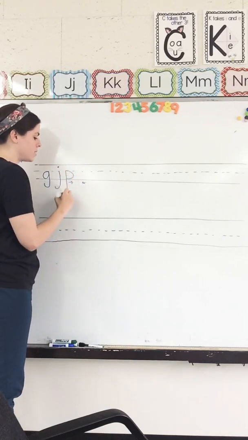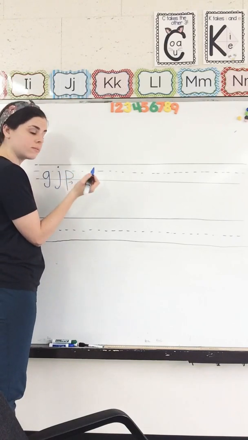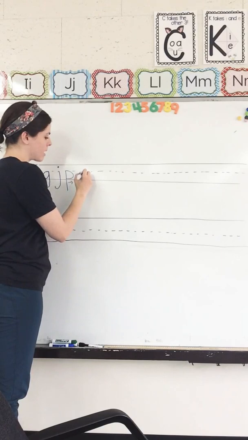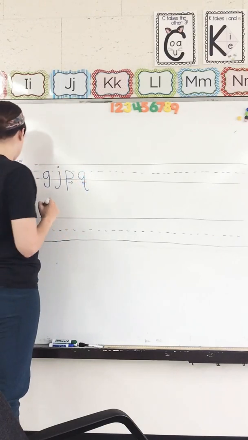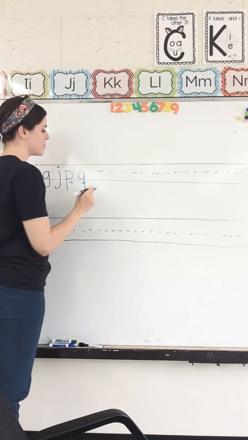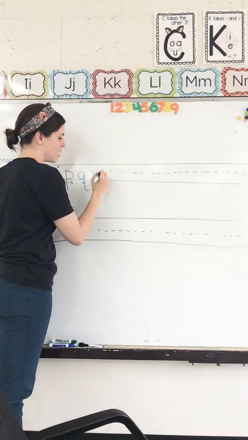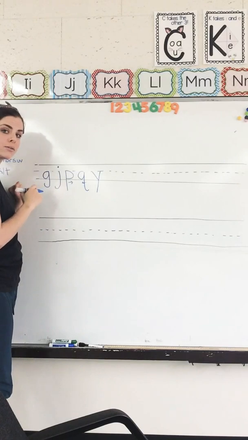So if you think about your P starting with a line and your Q starts with a circle, that might help you. So start at your Q, making your circle, coming back up, go all the way down and give it a tail. All right, the final tail letter is letter Y. Start at the dotted line, give your line down, go back to the dotted line, come all the way back down.